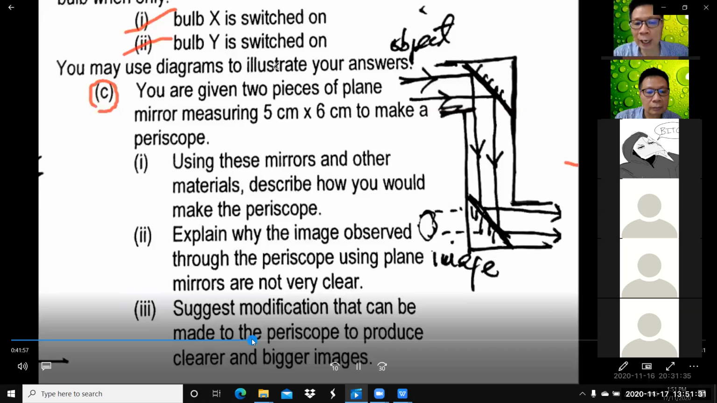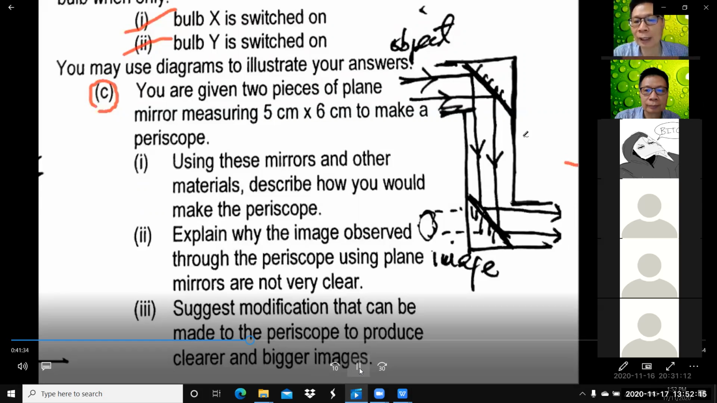On your diagram, you must label. Here, you put object. Here, you put image. Here, you put eyes, the observer's eye. The observer's eyes is here.